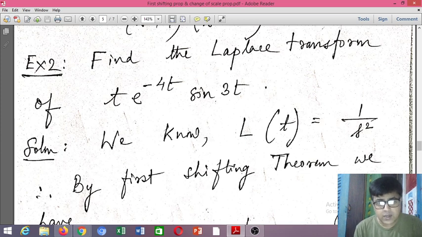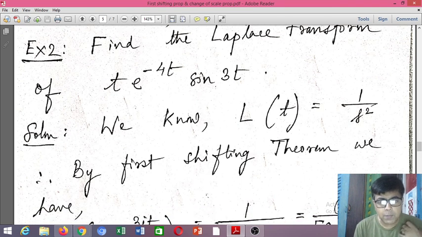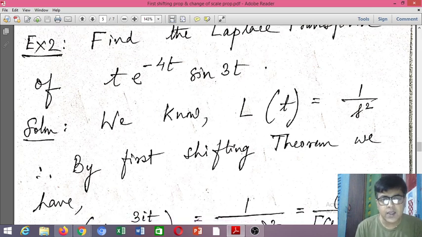Now, how do you get L of t sin 3t? That's the main question now. First of all, we know L of t. L of t is known, a standard form, so it's equal to 1 by s square. Now we apply the first shifting theorem on this function t in this manner.